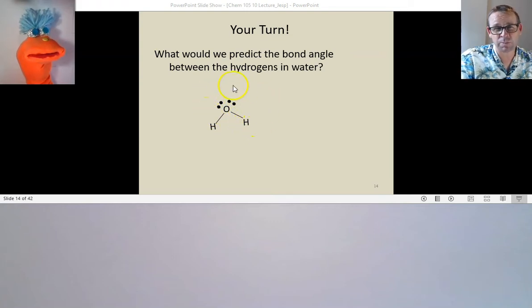What is the shape of this molecule? Water, I remember, is bent. Okay, but if you didn't remember, what's the shape of water? What's the overall shape of the four regions of electron density? Oh, four regions? That's tetrahedral. Very good. Tetrahedral. So what is the angle between these two bonds here?